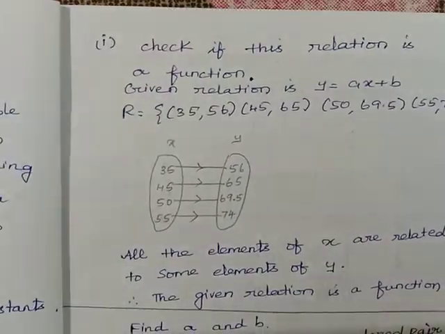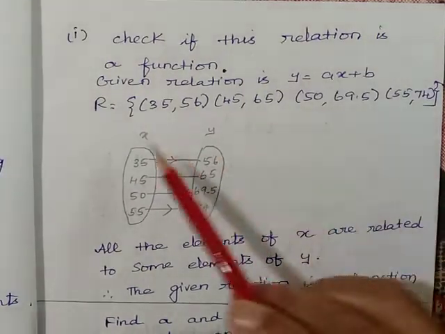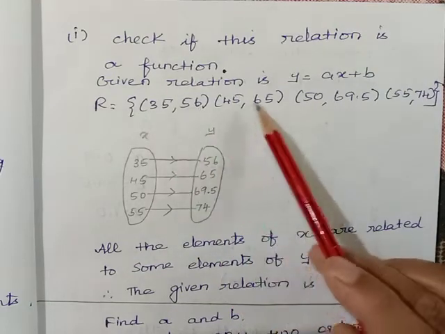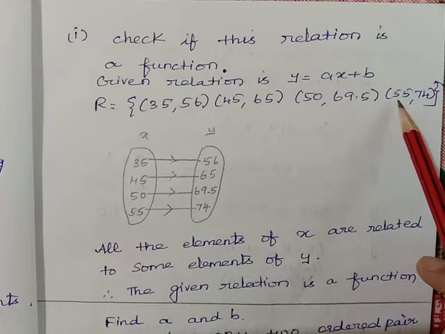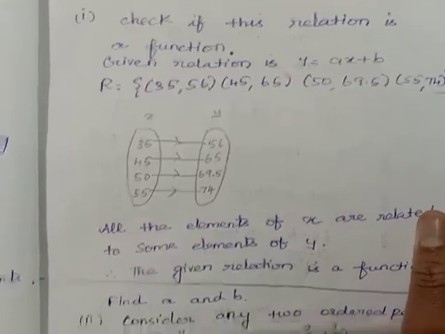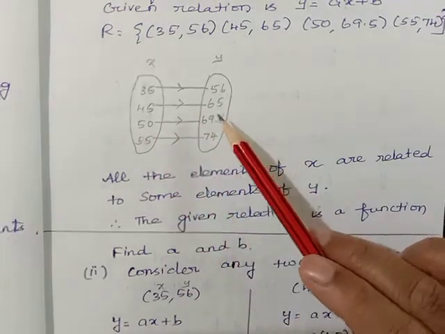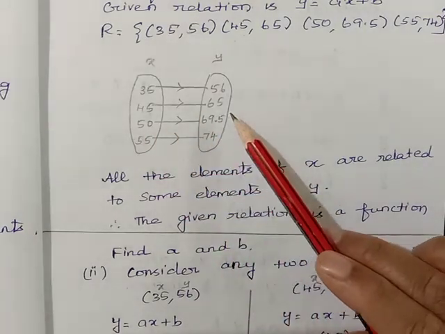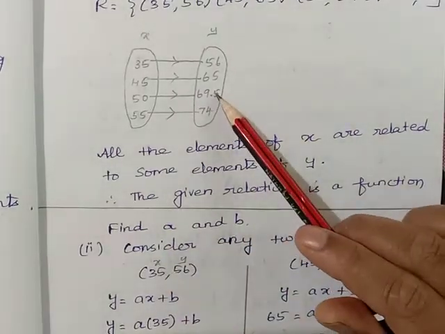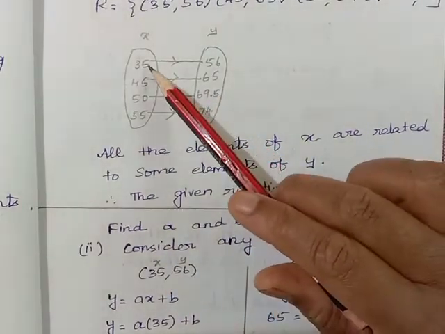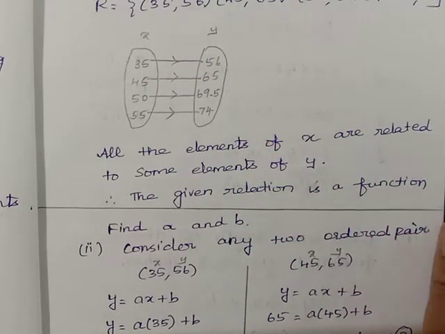So the given elements in the tabular column we'll write as ordered pairs: 35, 56; 45, 65; 50, 69.5; and 55, 74. So we can find that all the elements of x are related to some elements of y. Therefore the given relation is a function. Every element of the domain has an image in the codomain.